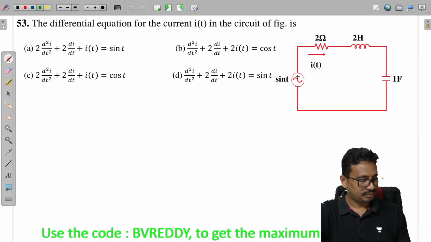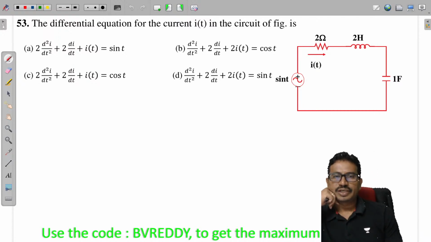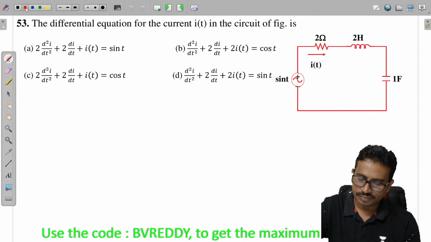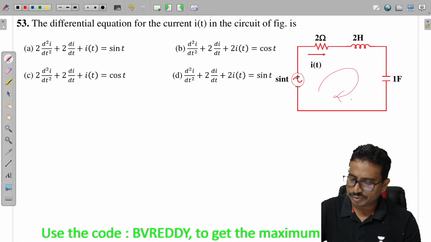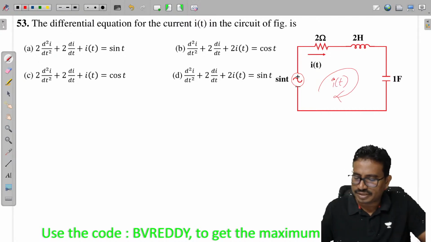Next problem. The differential equation for the current I of t in the circuit is to be found. I hope you can do this problem. Try it. Simply write the KVL in the loop, and you can get it. This current is I of t. Simply write the KVL.